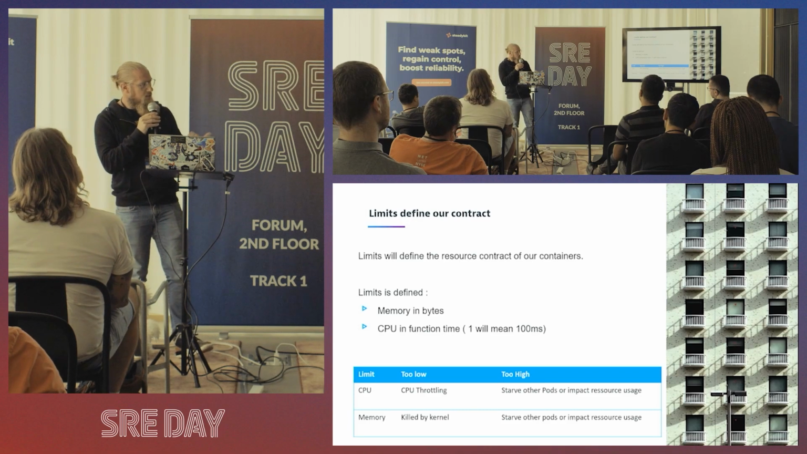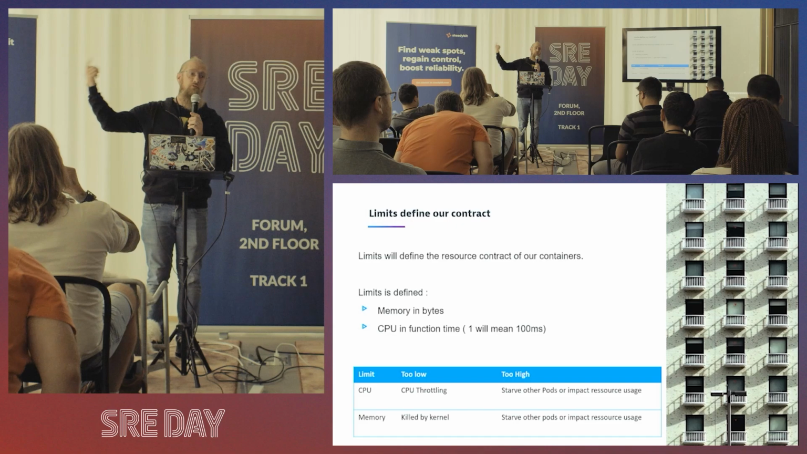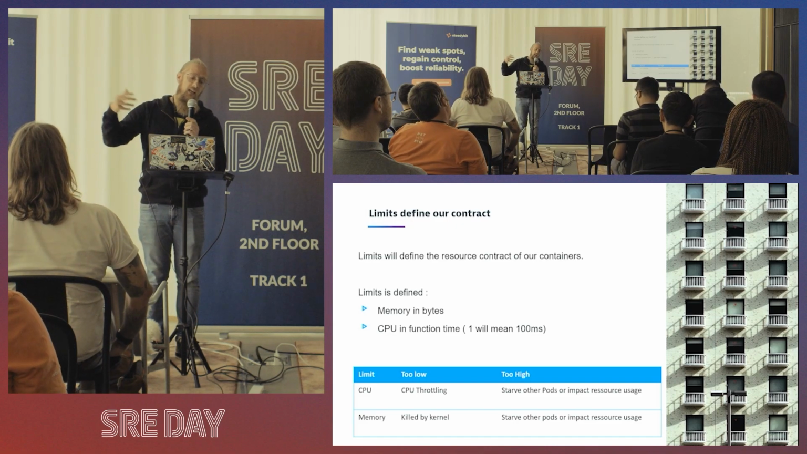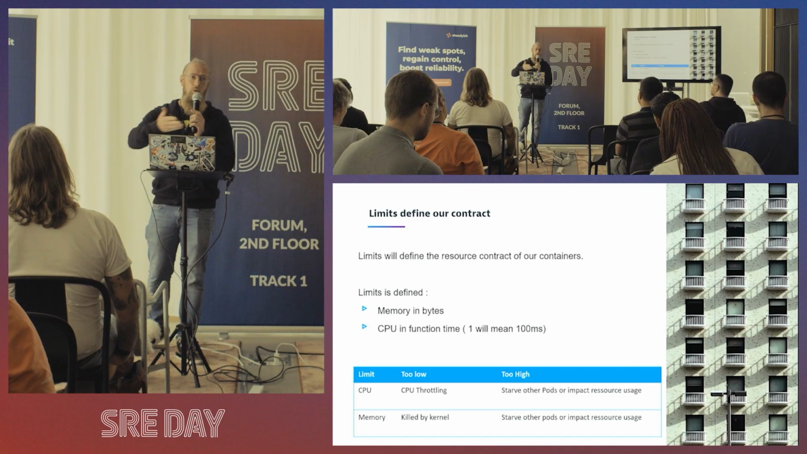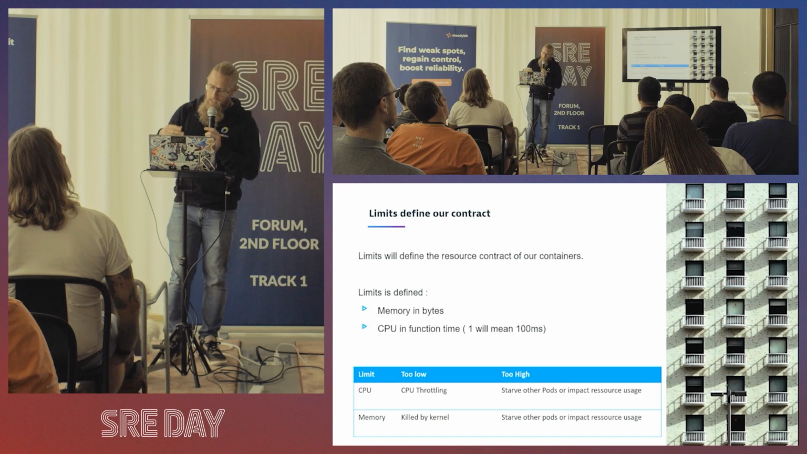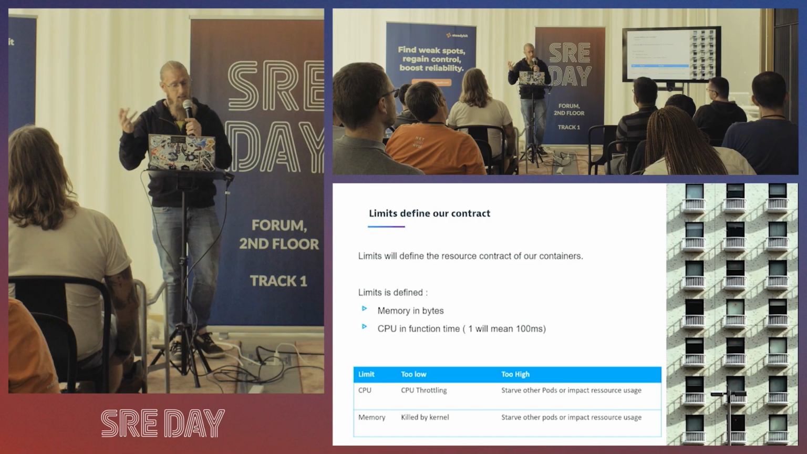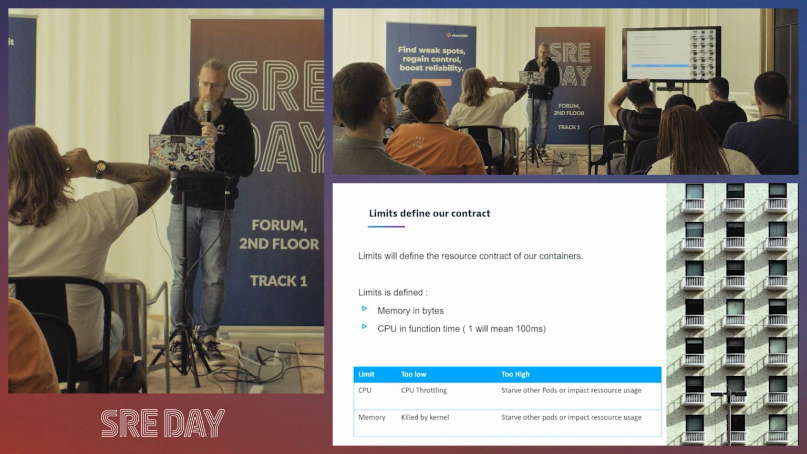So the limits, if you define them too low, you have CPU throttling on the CPU side, and in the case of memory, you will have events like OOM kill. You know all that. Everyone has faced an OOM kill event at least once. And if you define those values too high, on the other end, of course, your resources won't be utilized properly.